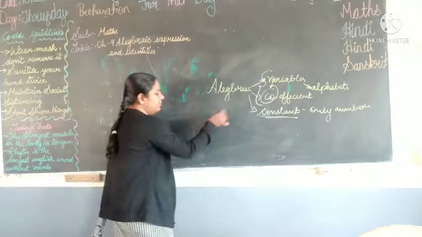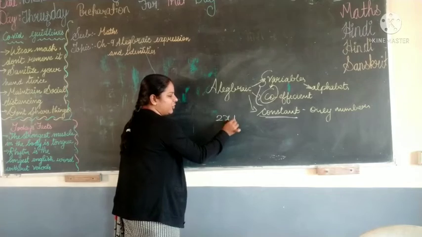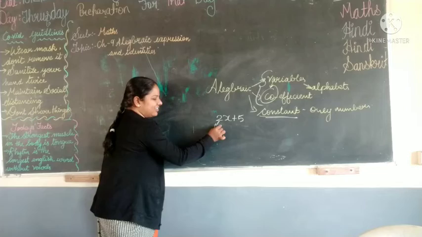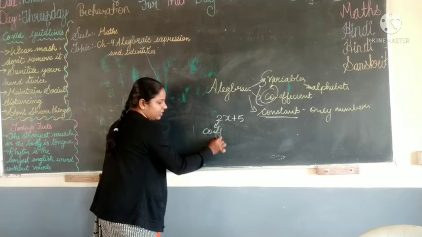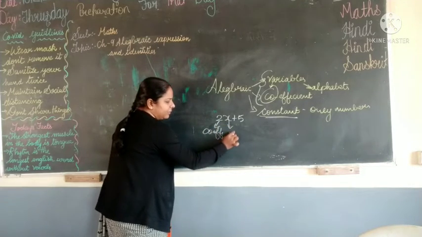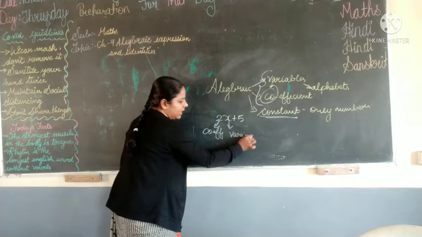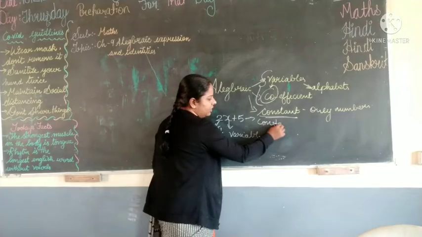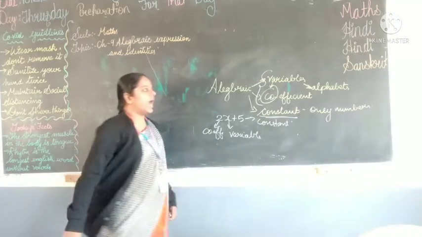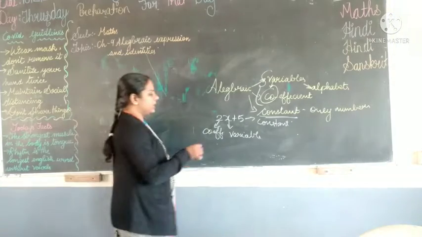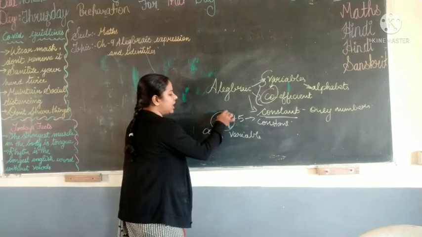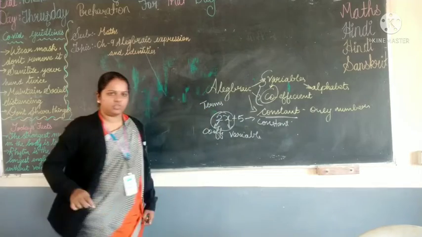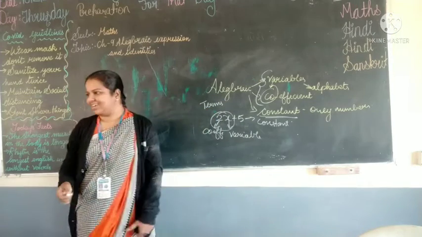For example, in 2x plus 5, 2 is the coefficient, x is the variable, and 5 is the constant. The variable and coefficient together we call a term. Understood?